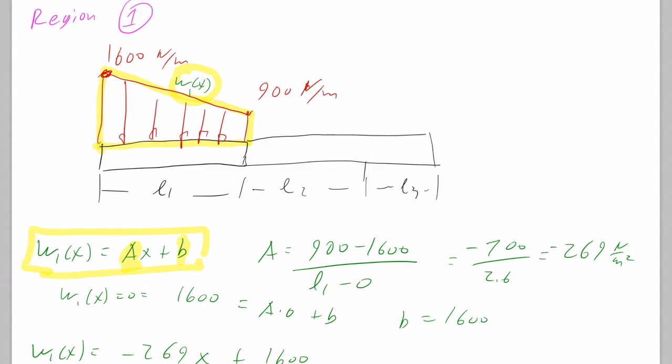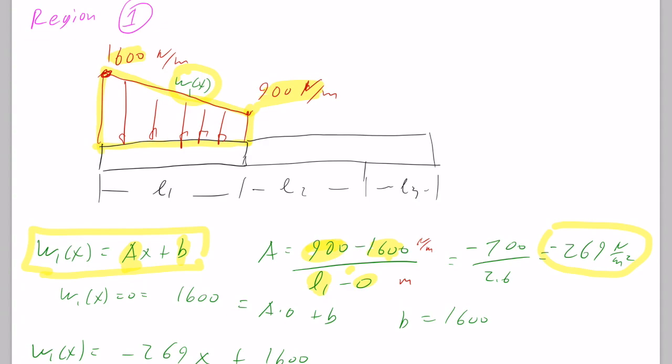And we find the slope. Slope is always rise over run, so it ends up down here at 900, so where it ends up, minus where it started. It started at 1600 newtons per meter. And then where did you end up in x? L1 is where you ended up when we started at 0. And this just ends up being negative 269 newtons per meter squared, right? Remember, the units of this are newtons per meter, the units of this are meters, so now the slope is newtons per meter squared.